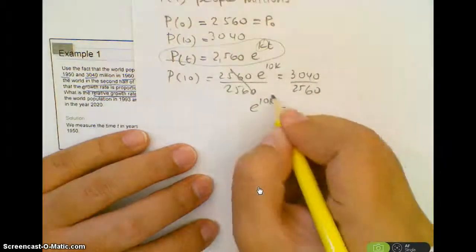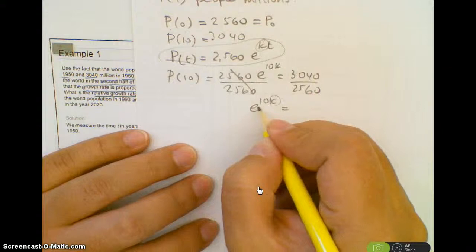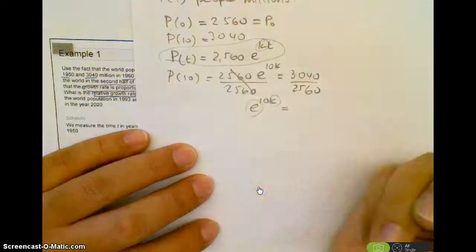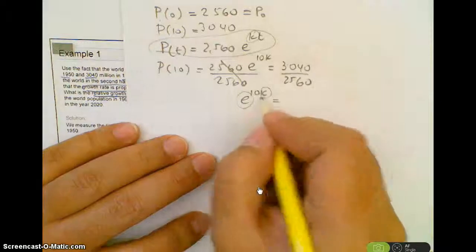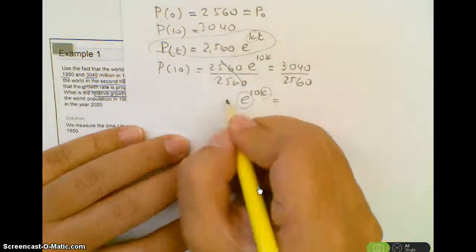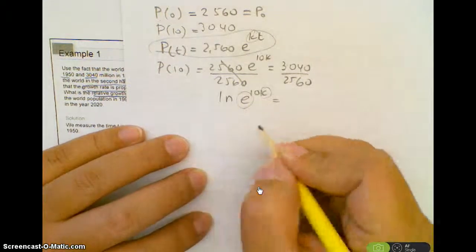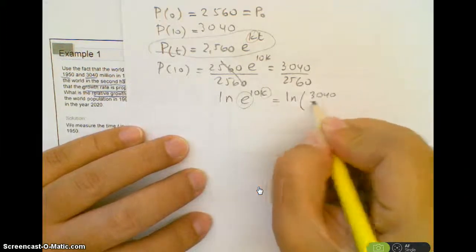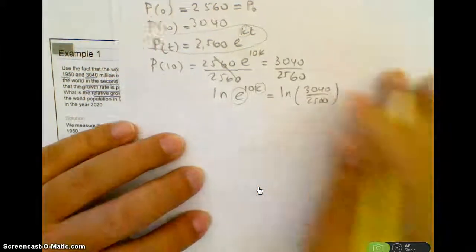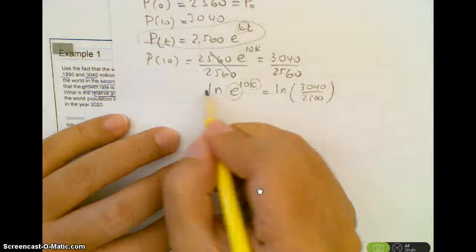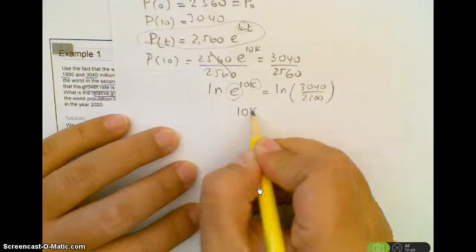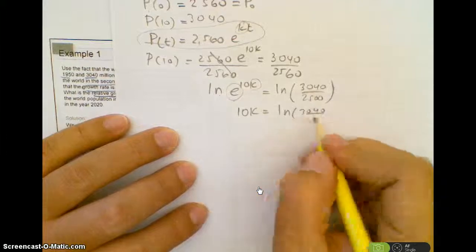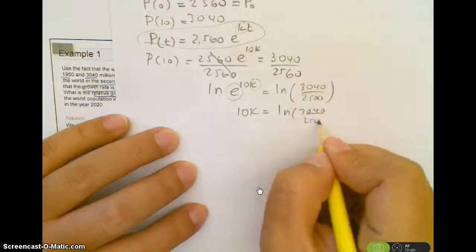And now, how do I solve for k? K is not being multiplied or divided. K is an exponent. So I have to do the inverse of e to the something. So the inverse, remember, that is natural log. So I'm going to apply natural log to this side, and I'm going to apply natural log to this other side. So the natural log of e cancels out, and the 10k appears. And now the only thing that I have to do is divide both sides by 10.